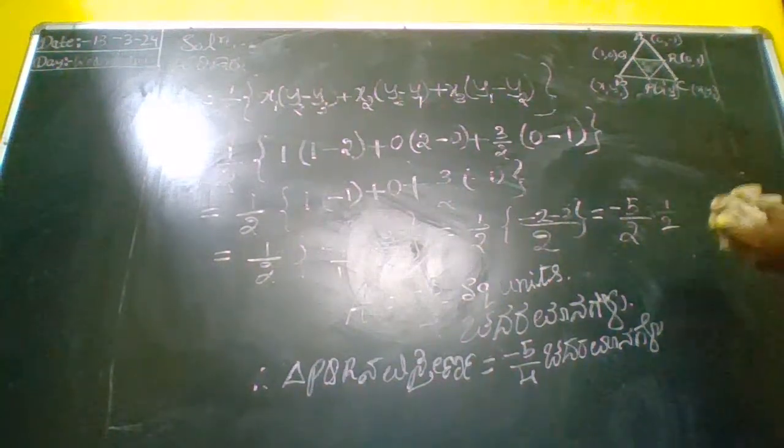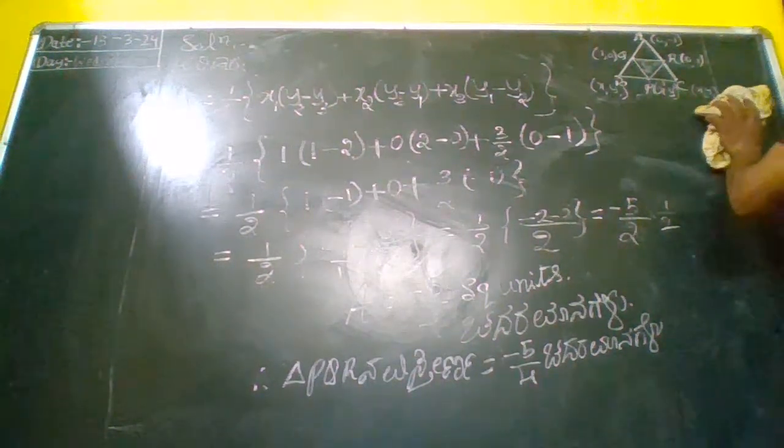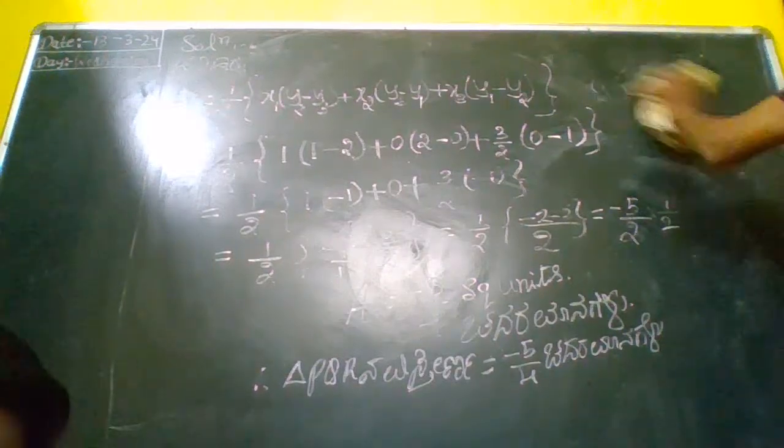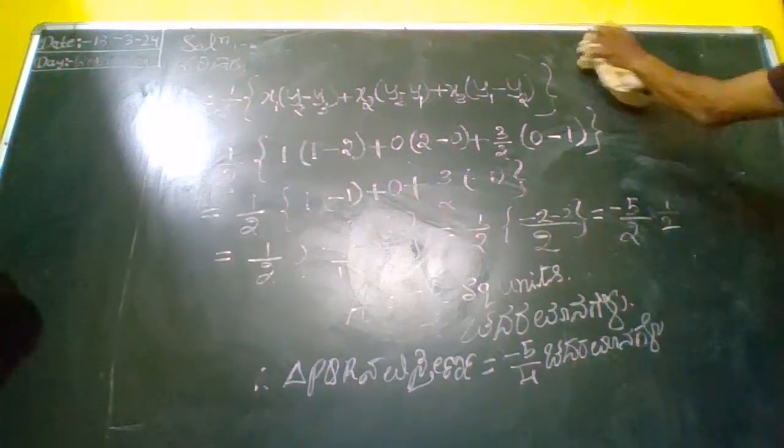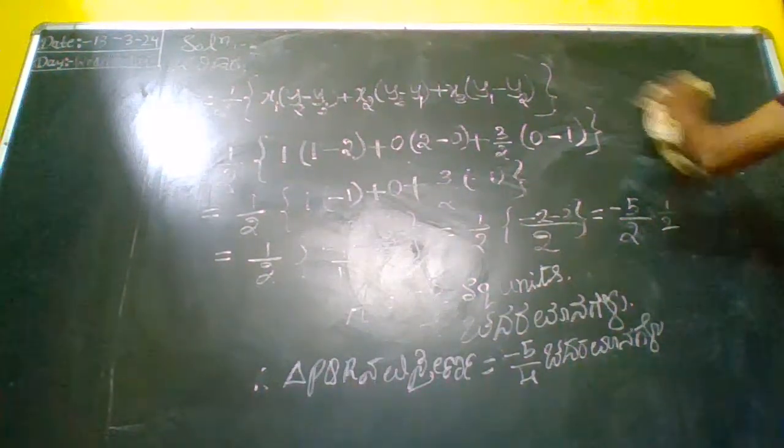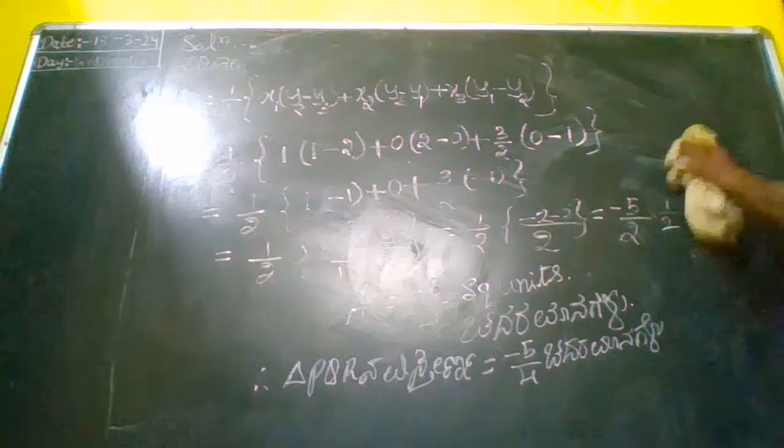So after this, in decimal the answer is 1.25. Yes, if we convert this into decimals, you will get the answer as 1.25 square units. Okay.